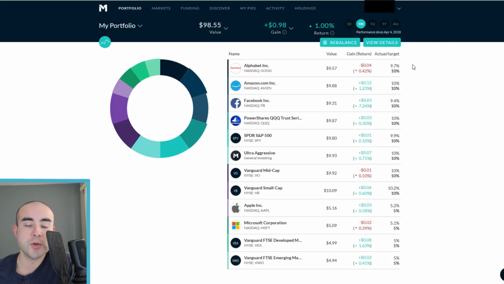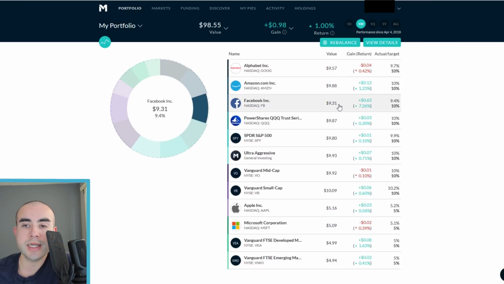So as you can see, when you first log on to your M1 Finance portfolio, on the home page here, you will see just that, your portfolio on M1 Finance. As you can see here, it does have a breakdown of all your holdings, as well as the current dollar value, and the current gain or return, as well as the percentage that investment holds in your portfolio.